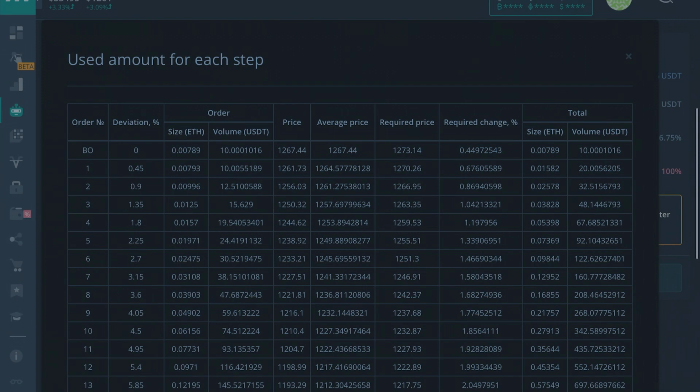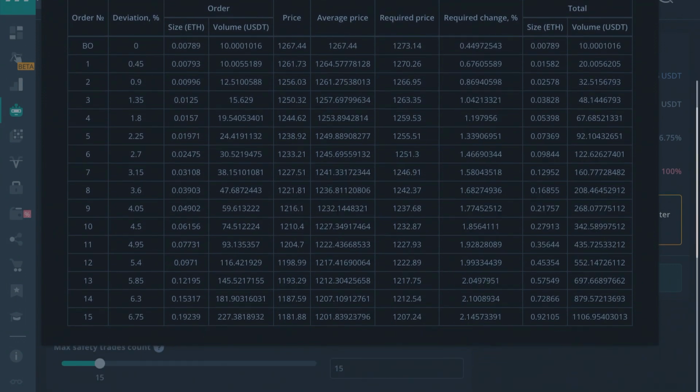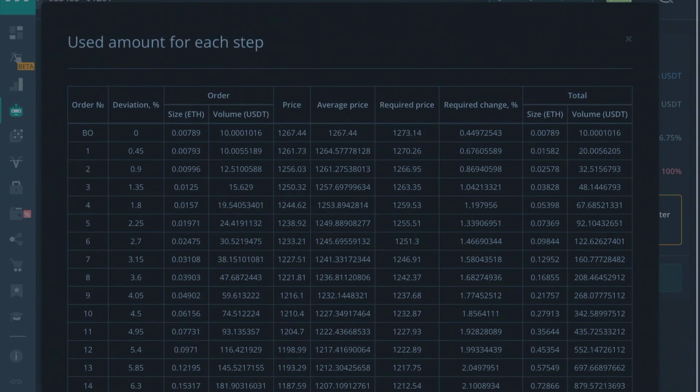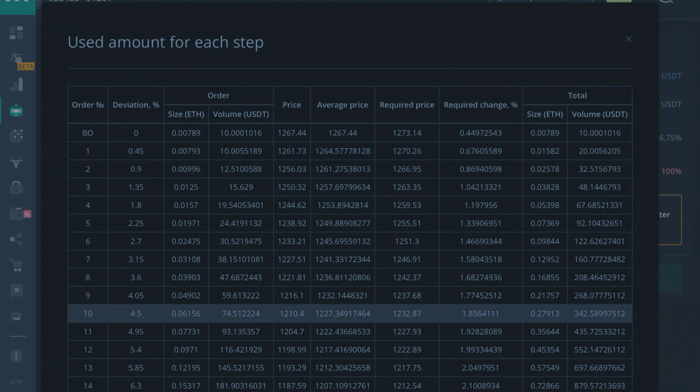I'm sorry. You can see here bot has a 6.75% deviation on the 15th safety order and only has to rise 2.1% right here at the very bottom. You can see here safety order number 10. Price falls 4.5%. Price only has to rise 1.8% to make your initial take profit target.